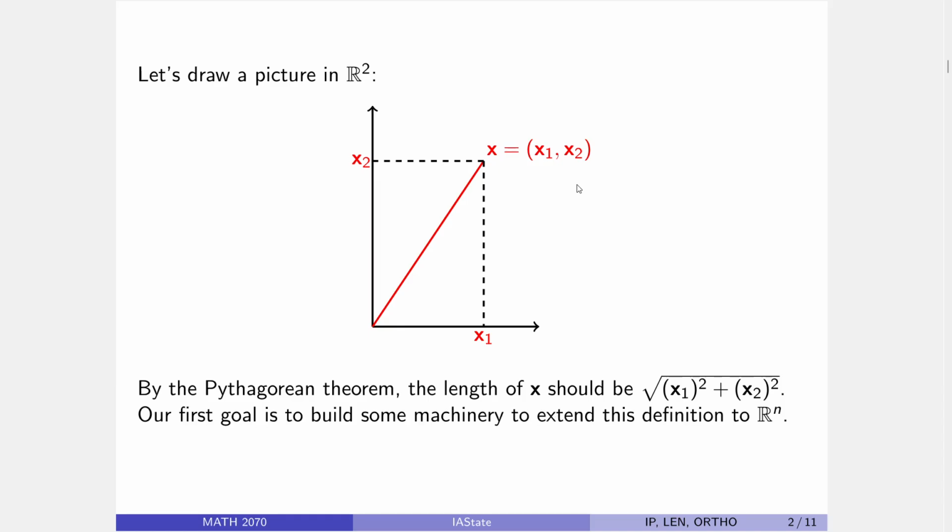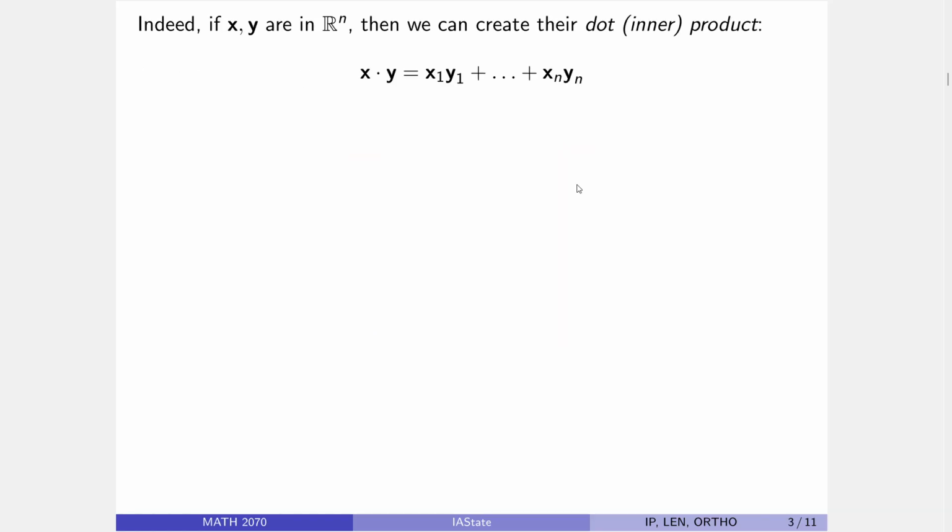Okay, so our first goal is going to be to extend this definition to all of Rn, not just R2 or R3, but all possible Rn's. And obviously we want a little bit more context. We don't want to just copy this formula and let it go to Rn. Why is this the right formula, and what are some maybe more useful algebraic tools associated with it? Alright, so indeed, given two elements in Rn, we're going to create their dot product, or their inner product, to be as follows. We match the components, we multiply them together, and then we add them up.